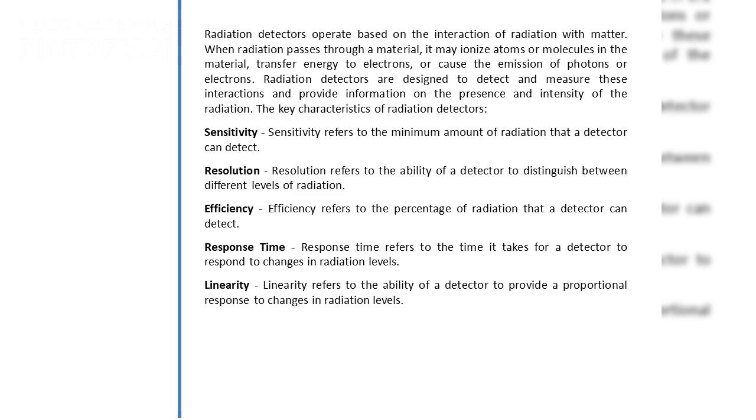The key characteristics of radiation detectors include sensitivity, which refers to the minimum amount of radiation that a detector can detect; resolution, which refers to the ability of a detector to distinguish between different levels of radiation; efficiency, which refers to the percentage of radiation that a detector can detect; response time, which refers to the time it takes for a detector to respond to changes in radiation levels; and linearity, which refers to the ability of a detector to provide a proportional response to varying levels of radiation.